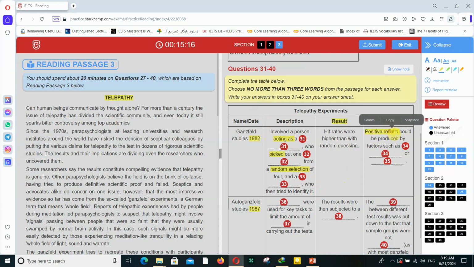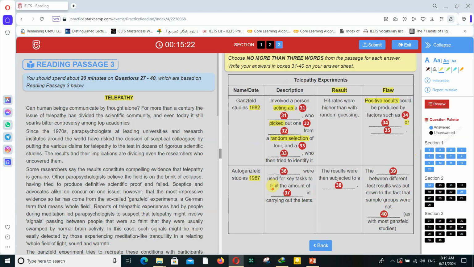Positive results could be produced by factors such as what. Here, the word means that you need a plural noun. This is where grammar is going to help you find the answer. Used for key tasks to limit the amount of what in carrying out the tests. Carrying out the test means doing the test.